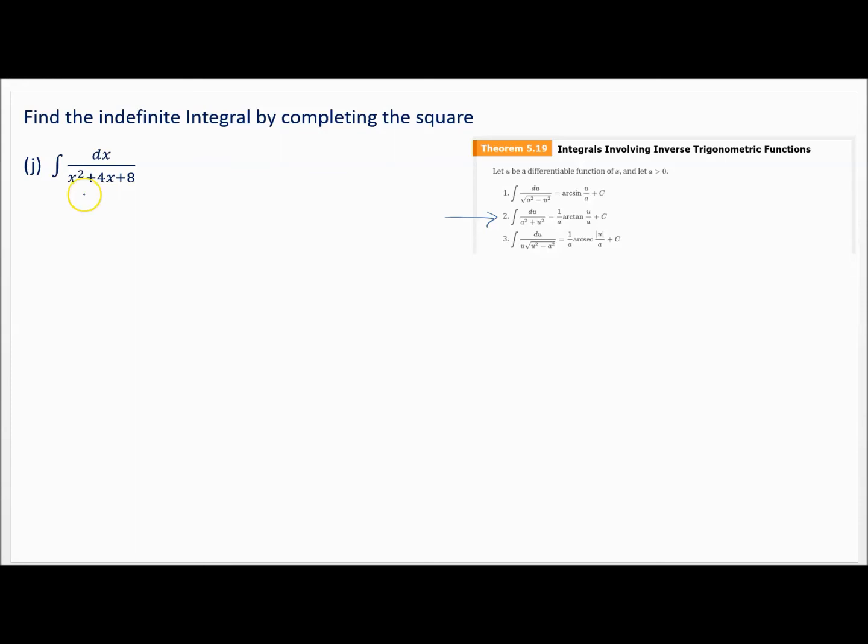The first thing that I do is group the x squared and the x term together. Okay, so I'm thinking about those together. The 8 is just going to be kind of hanging out by himself. So I'm going to just rewrite this problem as dx over, and in parentheses I've got x squared plus 4x, then leave some space and just put that plus 8 on the outside. Alright, now the next thing you would do is factor out the leading coefficient.